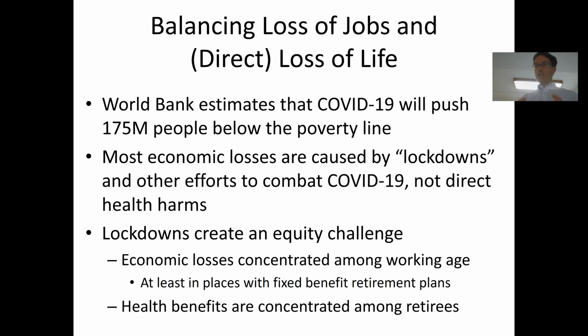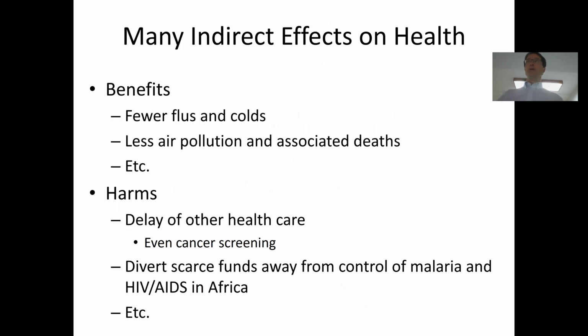And there's a gigantic distributional issue as well, because the infection fatality rate is much, much higher for older people than for most younger and working age people. And especially in a developed country context where retirees have a guaranteed fixed income from the government, this creates enormous distributional questions because most of the cost of the economic dislocation is borne by workers. And although there are health benefits for everyone, those health benefits are concentrated disproportionately amongst retirees.